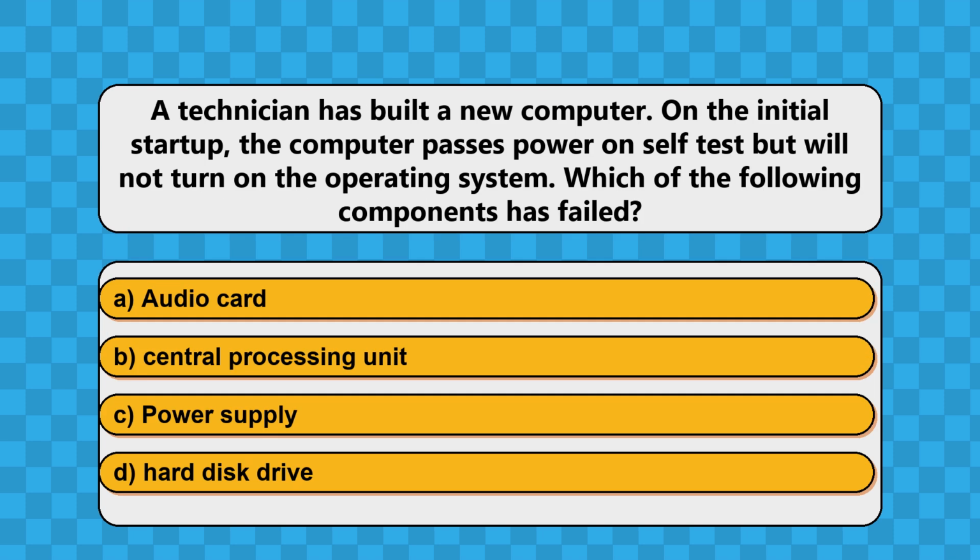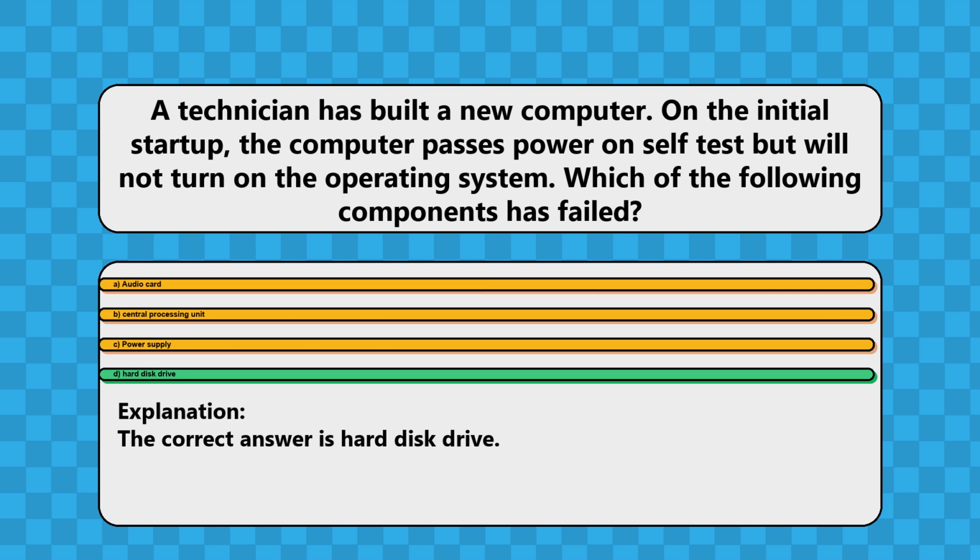Question 25. A technician has built a new computer. On the initial startup, the computer passes power on self-test but will not turn on the operating system. Which of the following components has failed? Option A. Audio card. Option B. Central processing unit. Option C. Power supply. Option D. Hard disk drive. The correct answer is option D. Hard disk drive.